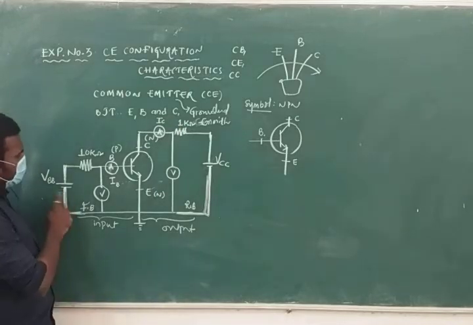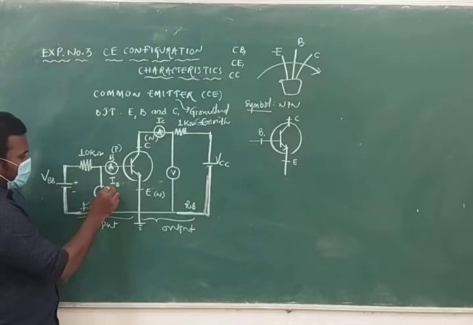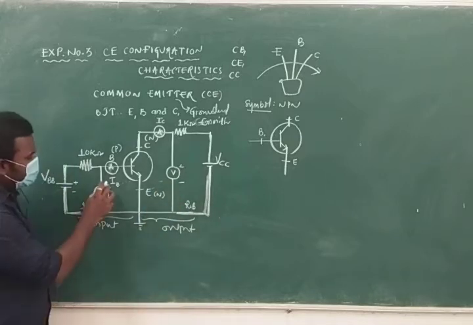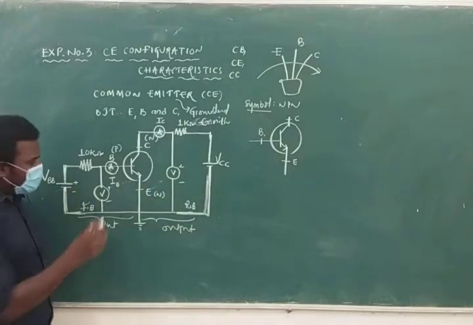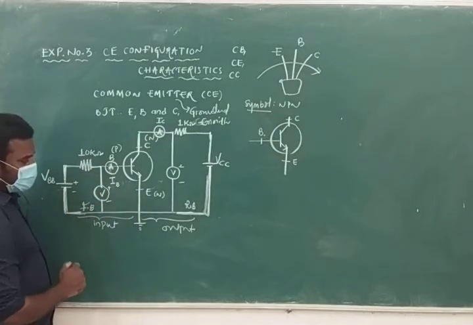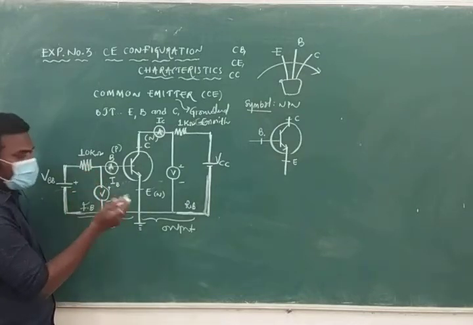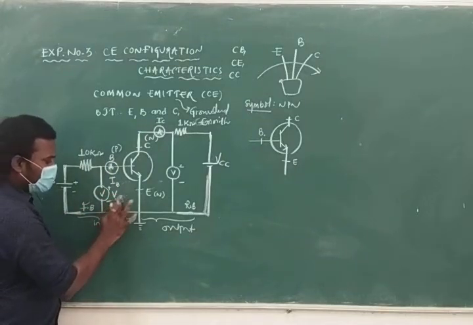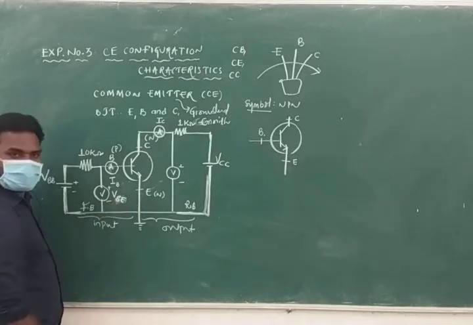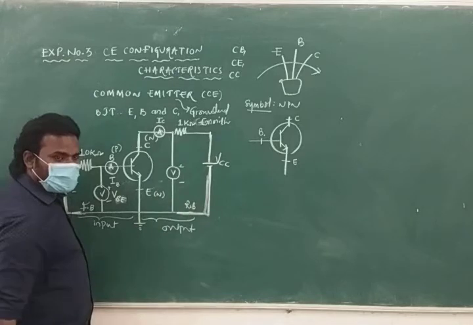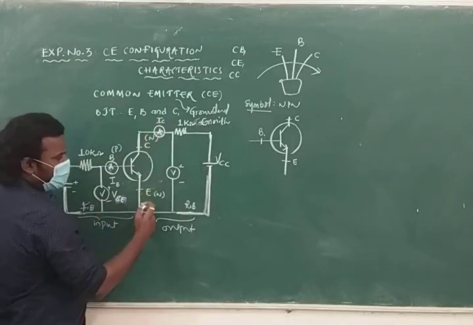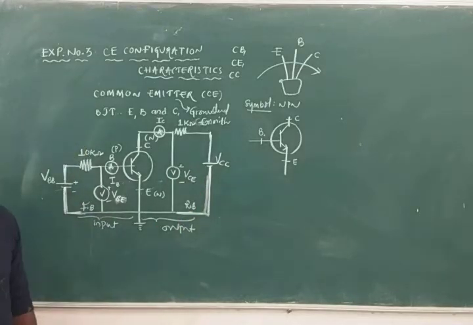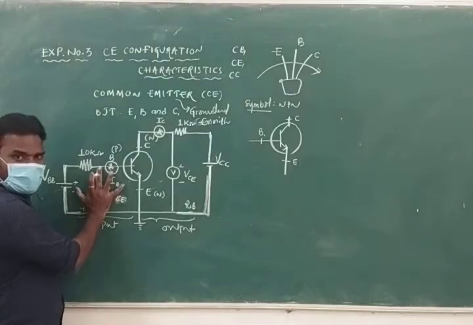Yes. Then what are the polarities here? Plus and minus. What are the polarities here? Plus and minus. Now this is a voltmeter between two terminals. Which terminals? Base and emitter, so I can call it VEB or VBE. And this voltmeter is connected between the two terminals. What are the terminals? Collector and emitter, so it is VCE. Is this clear? Yes. This is connected in parallel.